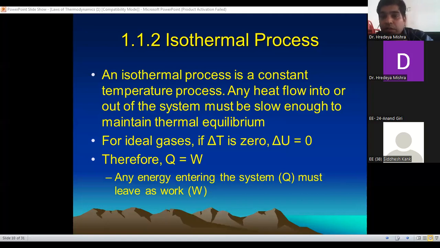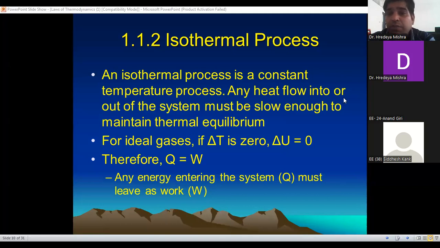Because 0 degree ice is converted to 0 degree water, some amount of heat is added. That's why the solid phase is converted to the liquid phase. But the temperature is the same, meaning the process is at constant temperature.